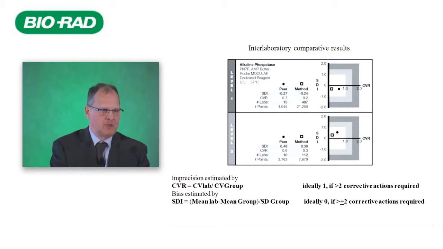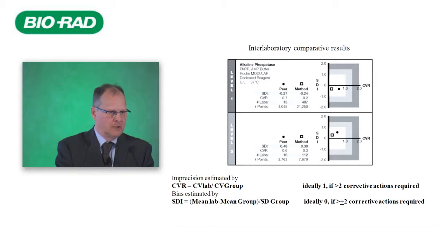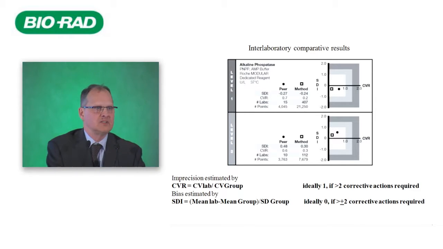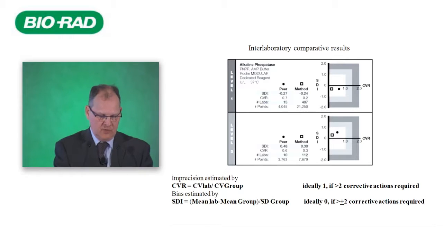One way to solve the problem is to see the imprecision estimate by the CVR or the bias estimate by the SDI. That is, for the CVR, the ratio of the CV lab versus the CV group, and you can choose the CV according to the peer or according to the method. In this case of alkaline phosphatase, the results are rather good. Or the bias could be estimated by the difference of the mean of the lab versus the mean of the group divided by the standard deviation of the group. Ideally, the value is zero for SDI and one for the CVR. And corrective action could be done if you do not fulfill these criteria.